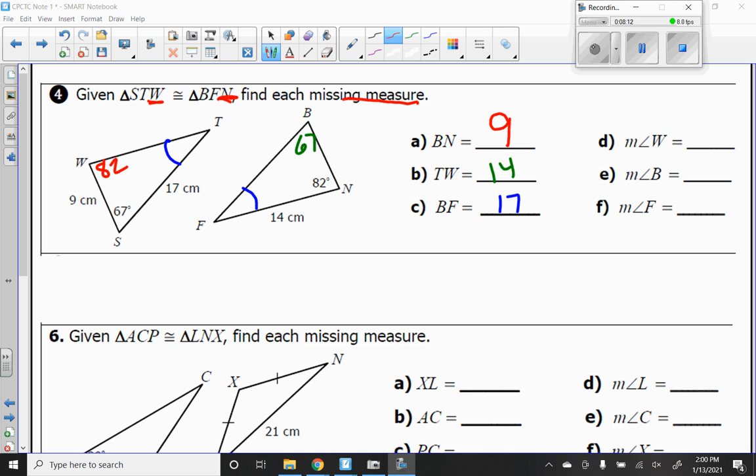So someone said in class, to find this angle, I know this triangle must add up to 180. So I'm simply going to do some math. 180 minus 67 and minus 82. And that number will be F and T since those triangles are congruent. So F is 31. And since these 2 triangles are congruent, that makes T 31. And then I could just fill all those answers over here and be done.